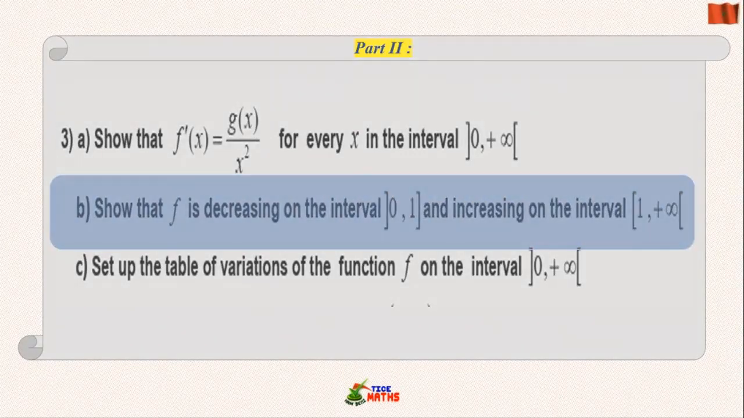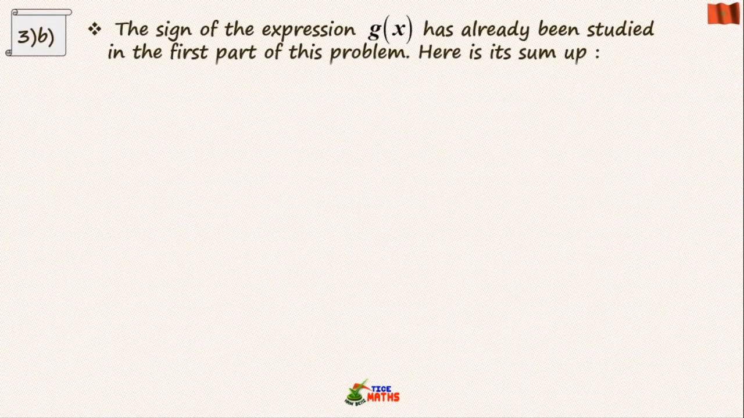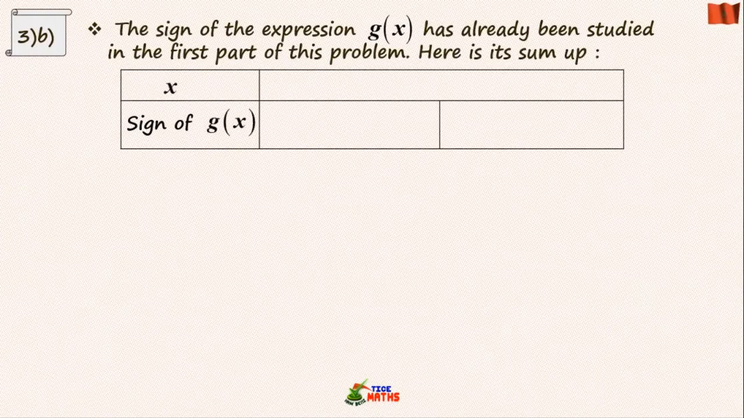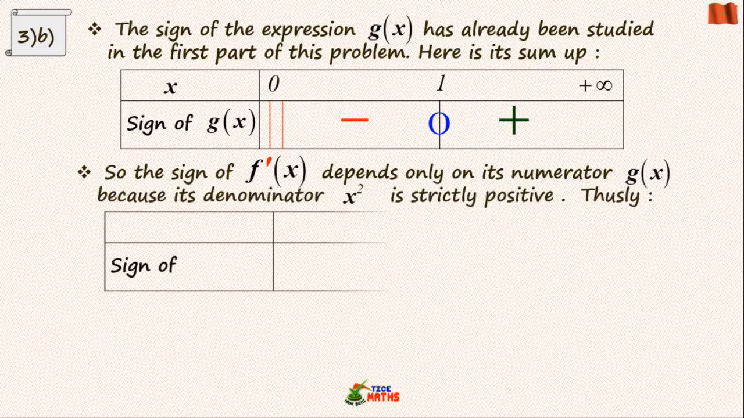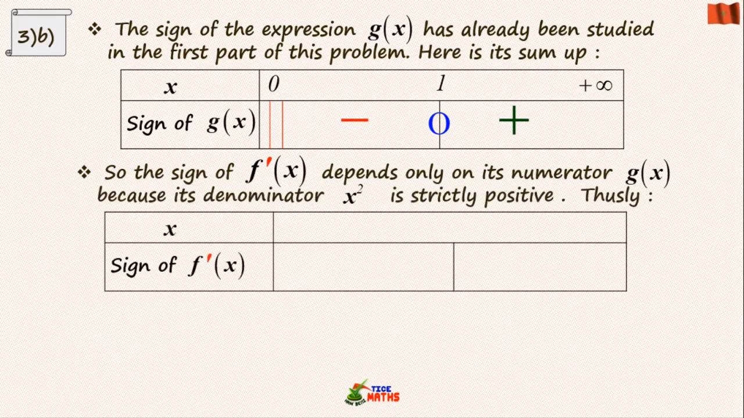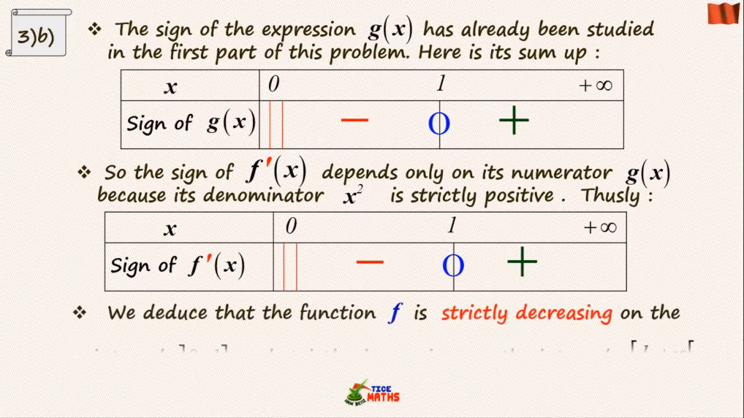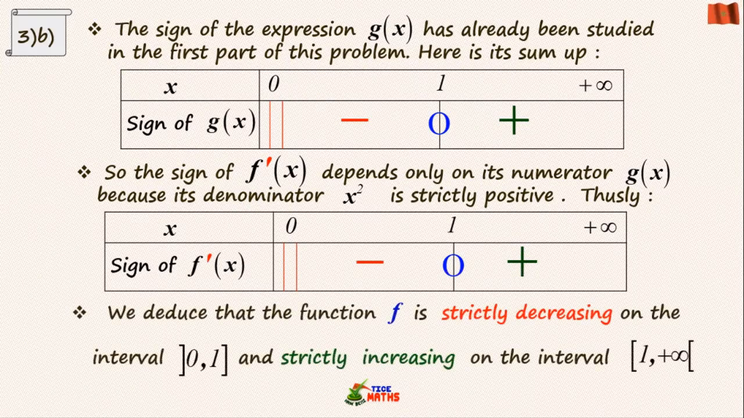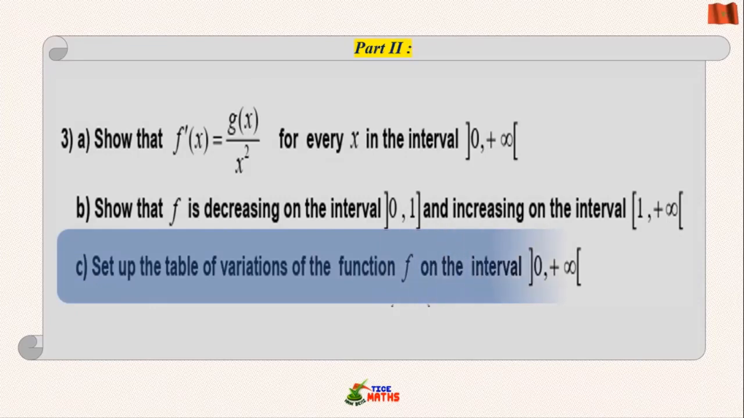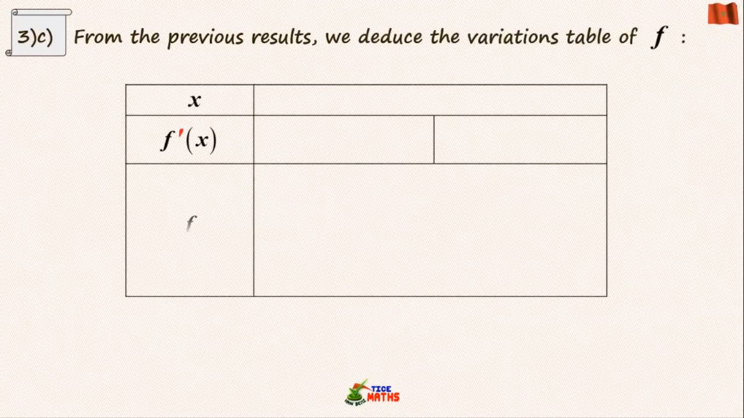Question 3b. The sign of g of x is obtained from part 1, question 2. The sign of f prime of x depends only on g of x because f prime of x equals g of x over x squared and x squared is strictly positive. Monotonicity of the function f is linked to the sign of its derivative f prime of x. In question 3c, the variations table of the function f is easily obtained from the results of the previous questions.